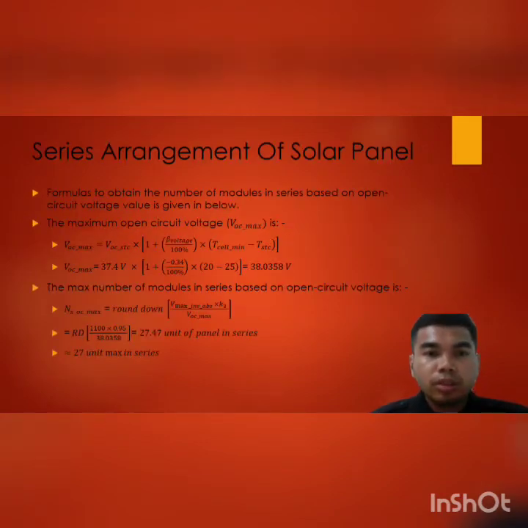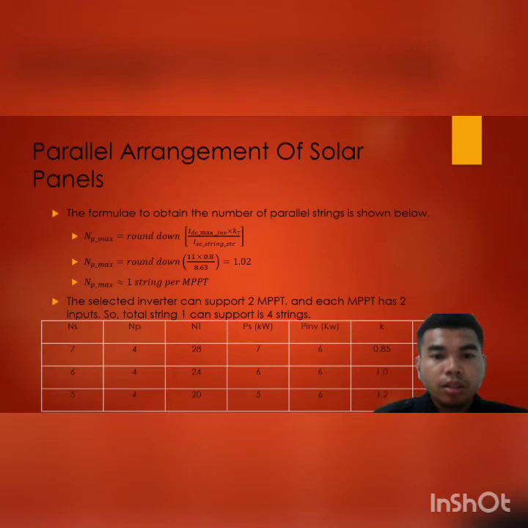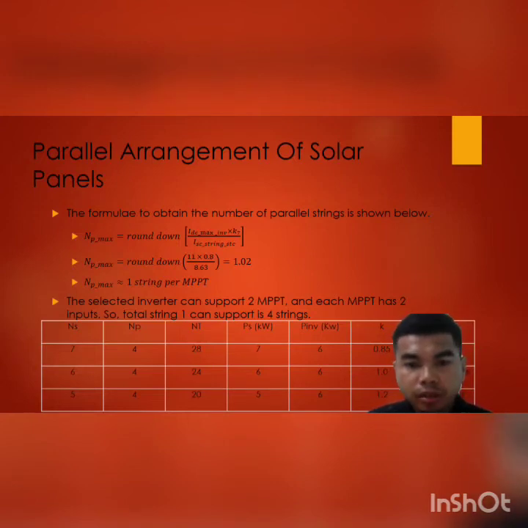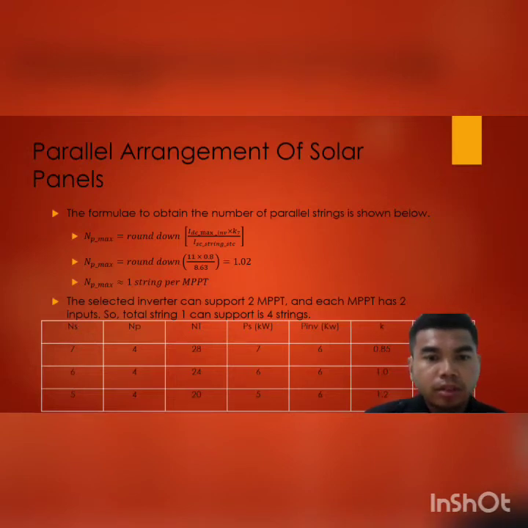Next is the series arrangement of the solar panels. This is the maximum open circuit voltage, and we get 38.0358 volt. For the maximum number of modules in series, about 27.47 units of panels in series. So we round off to about 27 units maximum in series. This is the parallel arrangement for the inverter. For the formula, the number of parallel strings is shown below, about one string.